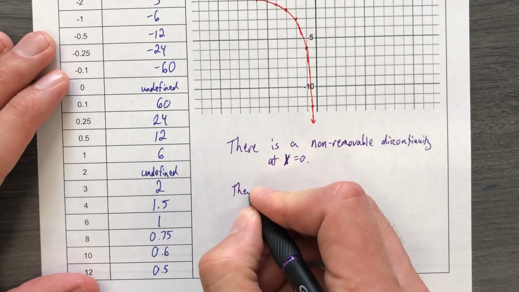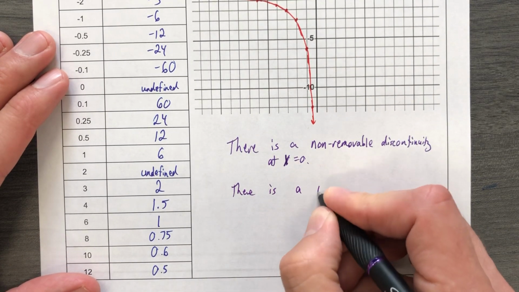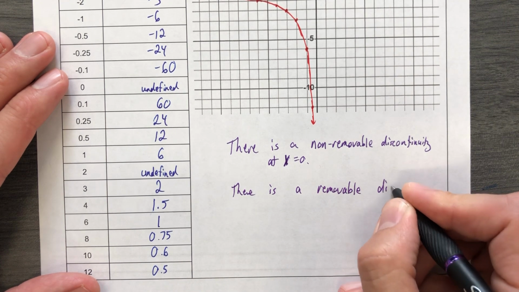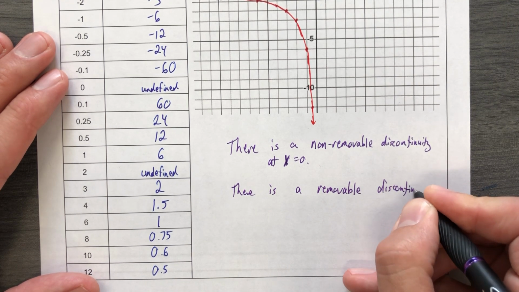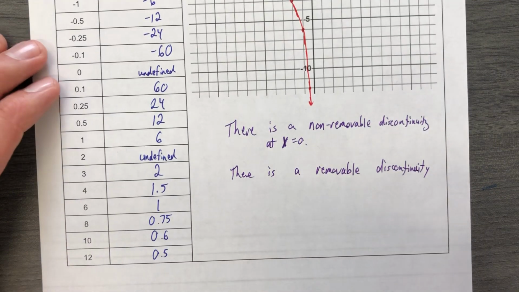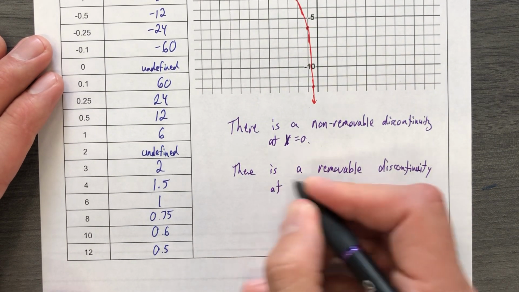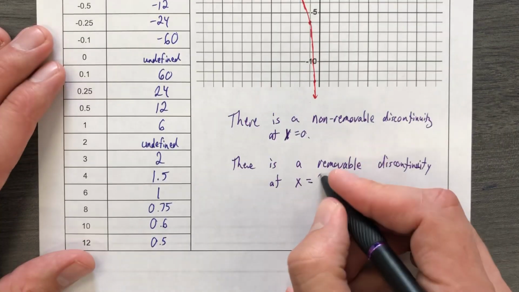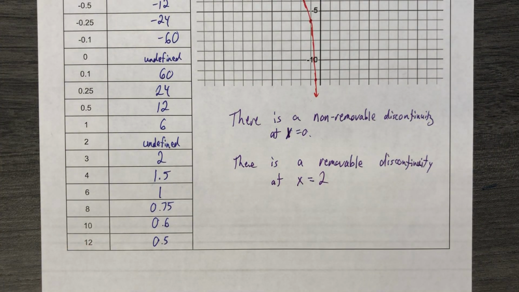So there is a removable discontinuity. Now, if you're tired of writing the word discontinuity, just call it disco. That's totally fine. At x equals, where was that? It was at 2. All right, so we're going to talk for just a minute about why this is.